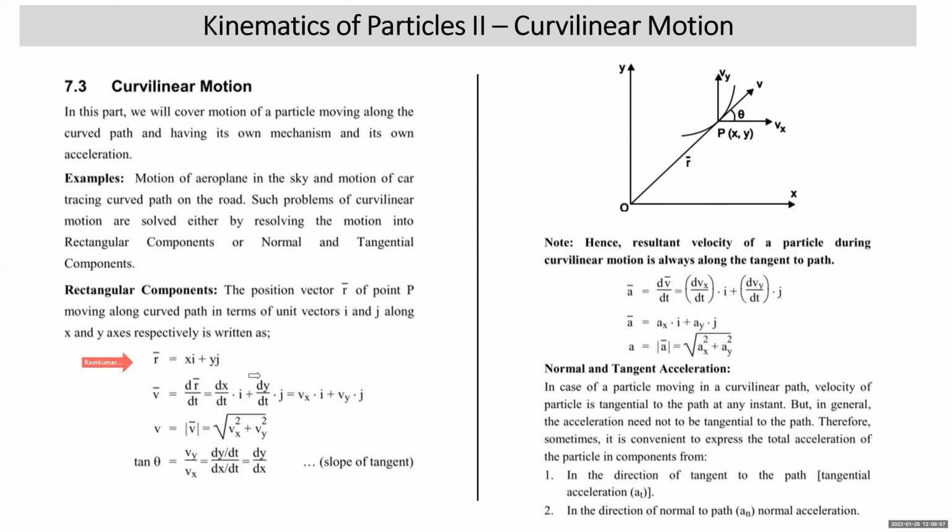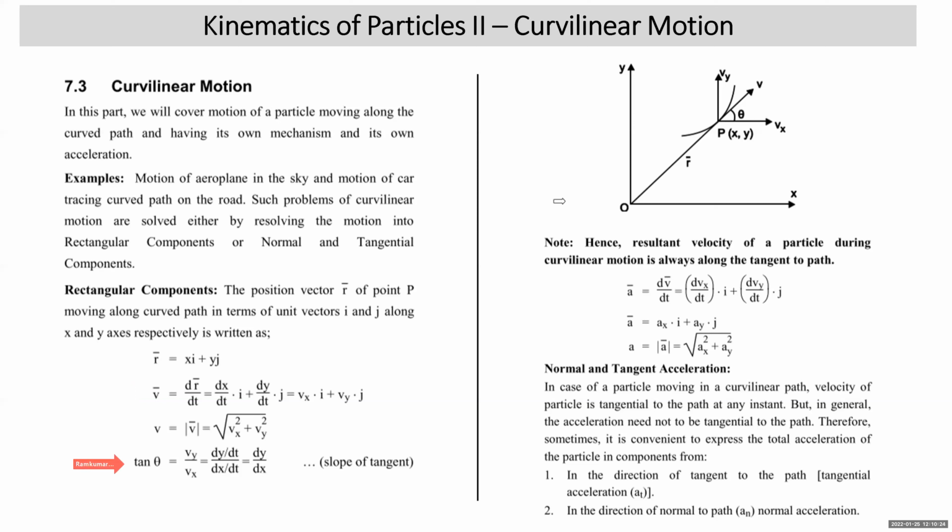As the particle moves, its position changes. So rate of change of position with time gives you velocity. If you differentiate the position vector with time, you get the velocity vector. So dr bar by dt is dx by dt i plus dy by dt j. dx by dt is vx i, dy by dt is vy, so vy j. So this becomes the velocity vector. If you want to find the resultant velocity, then you have to take the mod of the velocity vector, that is square root of vx square plus vy square.